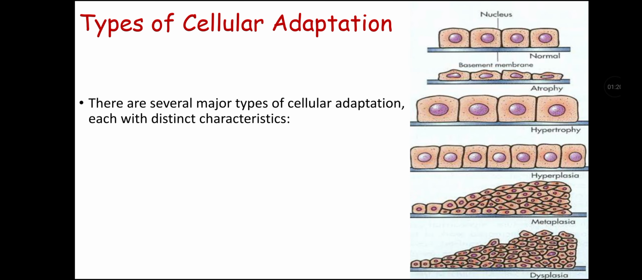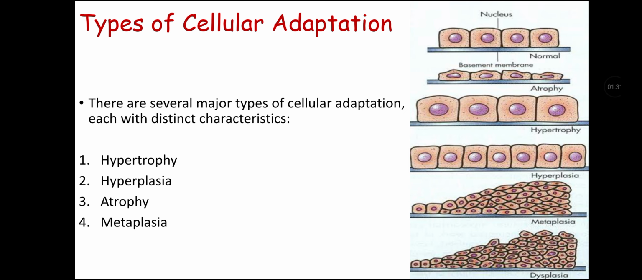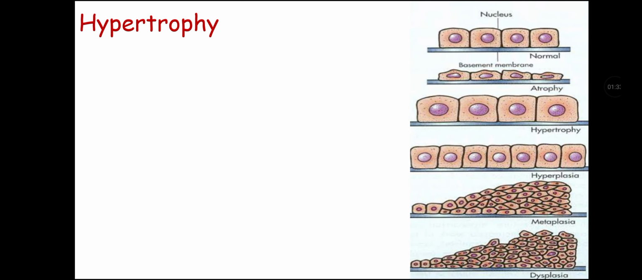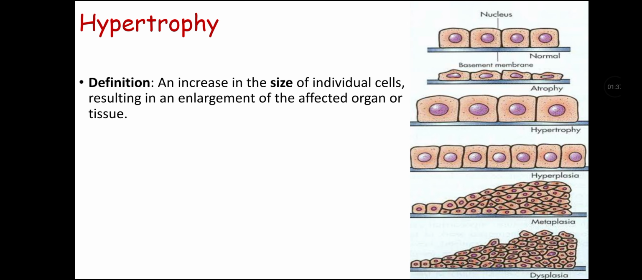Types of cellular adaptations. There are several major types of cellular adaptation, each with distinct characteristics. And they include hypertrophy, hyperplasia, atrophy, metaplasia. Now let's talk about these one by one. First is hypertrophy, as you can see here in the diagram. It is an increase in size of individual cells resulting in enlargement of the affected organ or tissue.